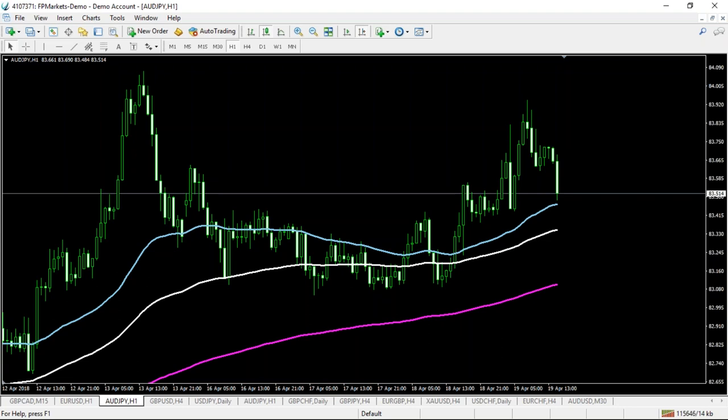So you can write it down. I'll repeat that again. You've got four sets of psychological numbers. They are 00, 20, 50, and 80. Okay, this is based on the two digits after the decimal point. This is for the AUD JPY.